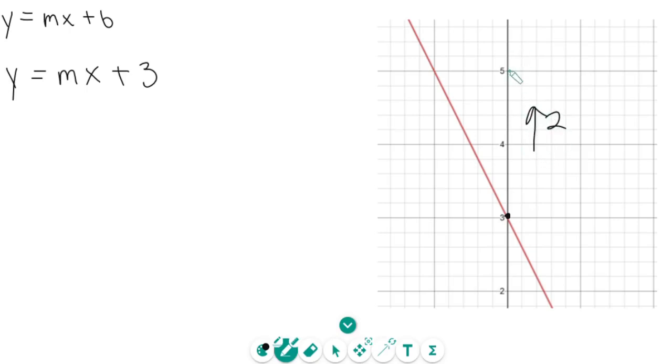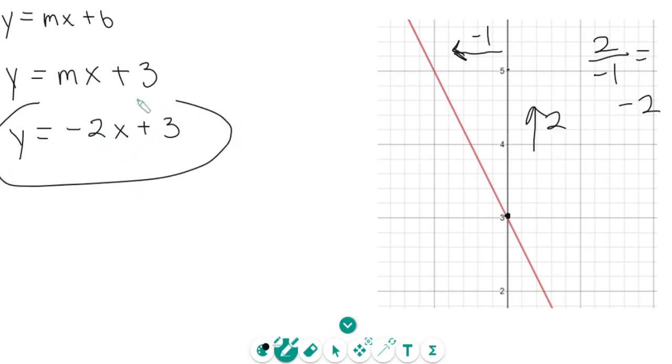Now we're going to the left 1. Going to the left means you're going negative, right? You're subtracting. If you're reading a number line, for instance, over here is positive 1, over here is negative 1. So if you're going left, it's minus 1. So we have rise over run: 2 over negative 1, and that equals negative 2. So negative 2 is our slope, or m. So y equals negative 2x plus 3. That is the equation of this line.